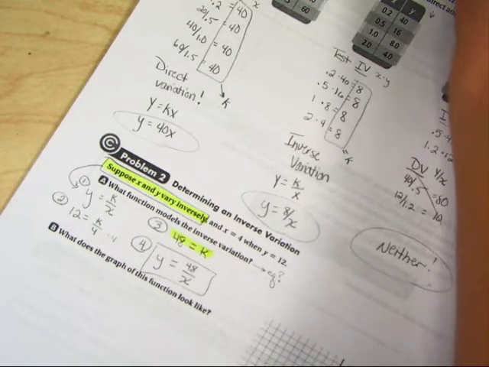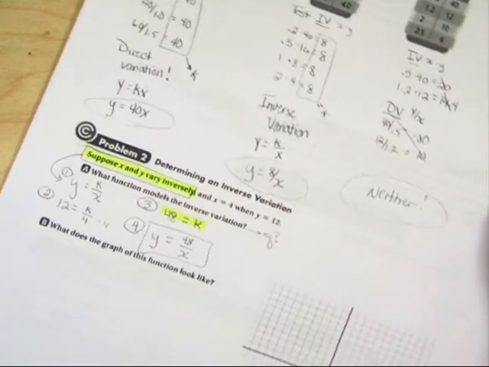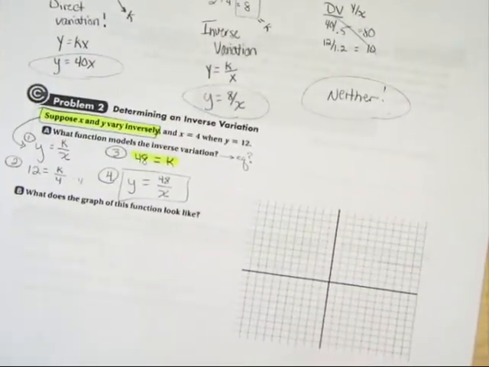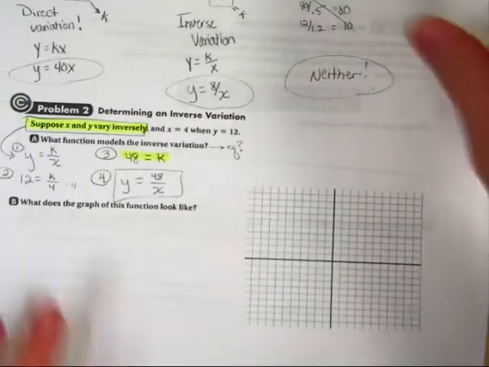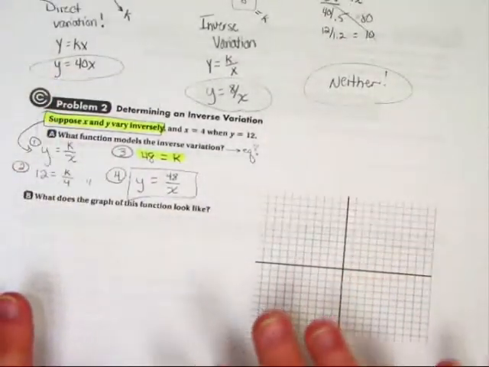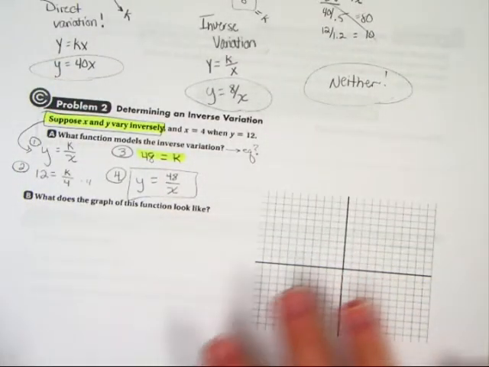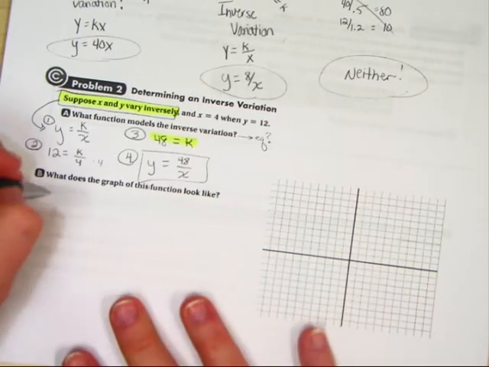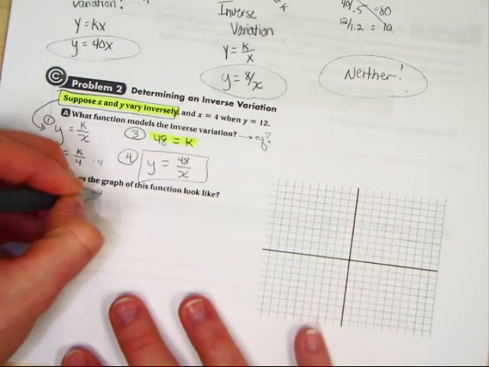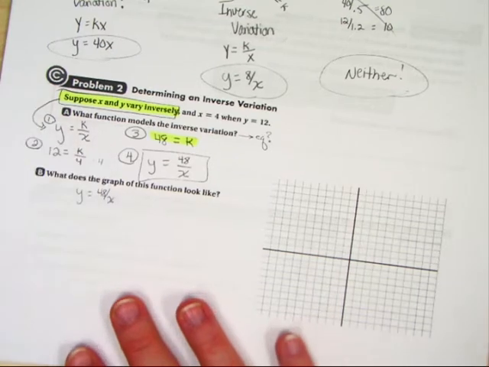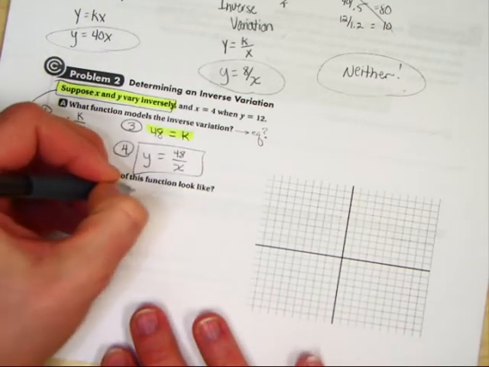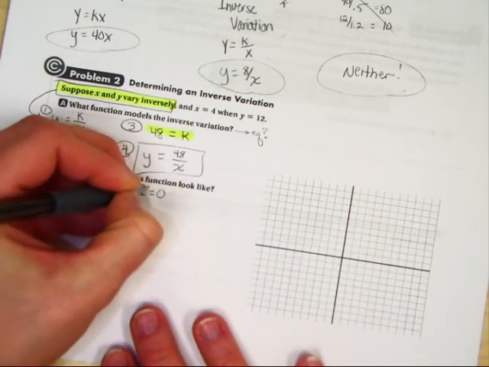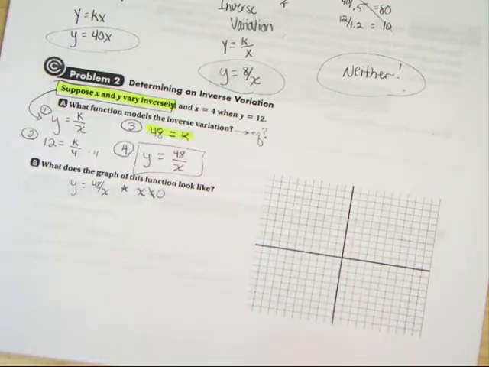Part B, it says, what does the graph look like? Well, in order to do the graph, we're going to do this graph, then we'll move to a new video. In order to do the graph, you're going to have to make kind of a big XY chart so you actually know what it looks like. Because y equals 48 over x, you should make a note that x cannot equal 0. Why can x not be 0? Because you cannot divide by 0.